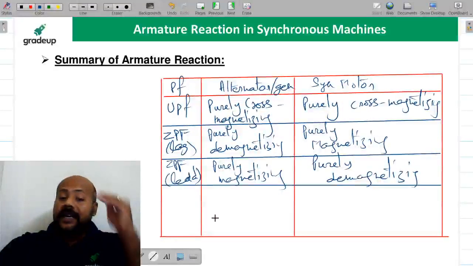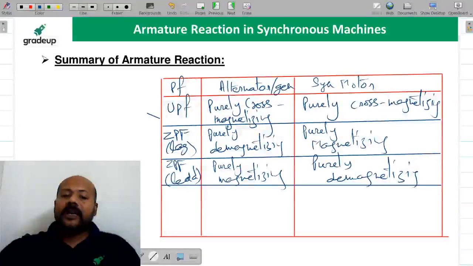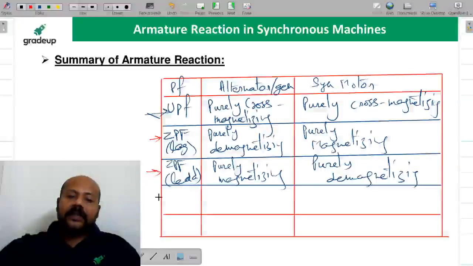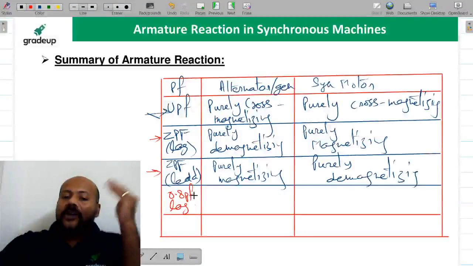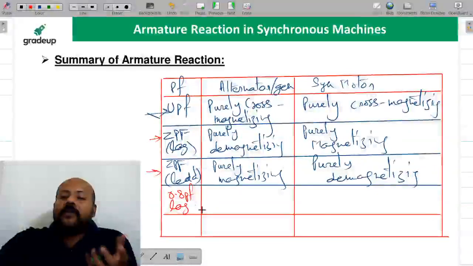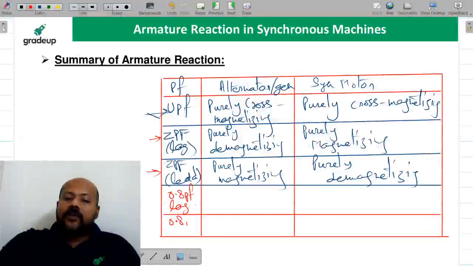Now we have seen the extreme cases. What are the extreme cases? Extreme cases are unity power factor, zero power factor lag, zero power factor lead. Now we are going to take practical cases. What are those two practical cases? Who is going to guess? It is going to be 0.8 power factor lag. It is not unity power factor, it is not zero power factor, it is a practical situation. 0.8 power factor lag condition, 0.8 power factor lead condition.